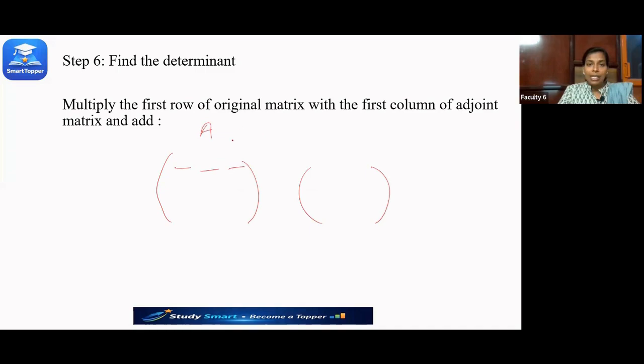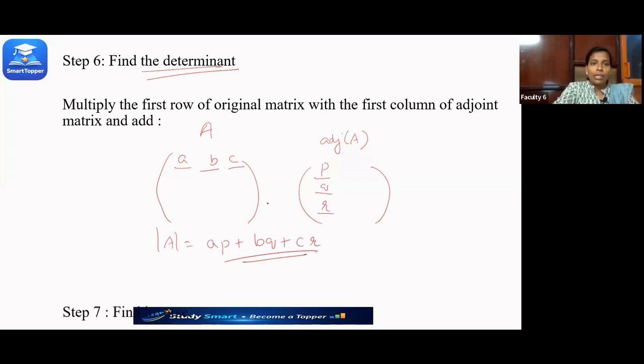This is our matrix. A is the matrix. And this is what? This is our adjoint of A. So in order to find the determinant, just consider the row of the matrix A and consider the column of the adjoint of A. Okay. Suppose it is A, B, C, and it is P, Q, R. So we get the determinant of A as what? AP plus BQ plus CR. So this gives the value of the determinant. Clear? Let's move on to the next step.